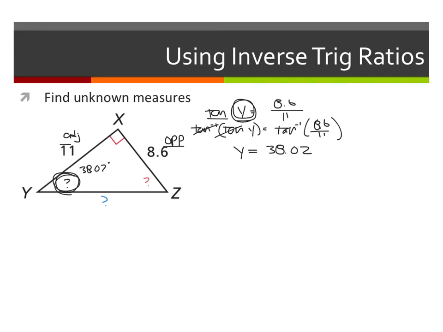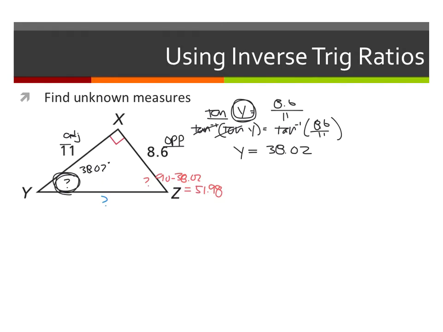38.02, which means the measure of angle z is 90 minus 38.02, which happens to be 51.98. And again, you can use the Pythagorean theorem to figure out the length of the hypotenuse, but what's the fun in that, because we've done enough practice with that. Let's use one of the trig ratios to figure out the hypotenuse.